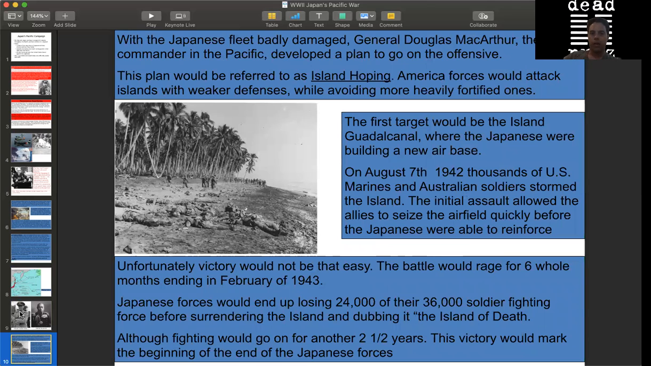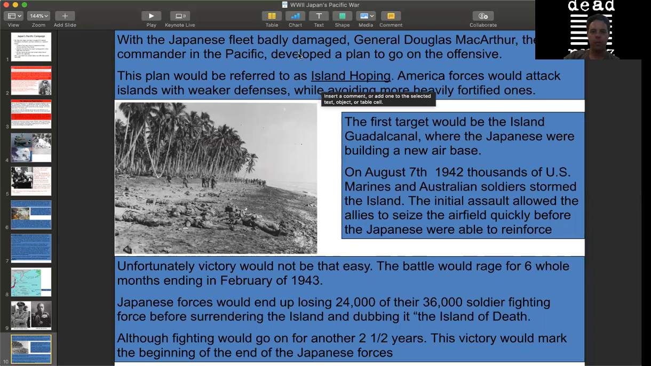Now, Midway was bad for the Japanese, and it turned the tide against them, specifically because they could no longer provide a really strong naval presence in the South Pacific, which, being mostly water, was problematic for the Japanese. So with the Japanese fleet badly damaged, General Douglas MacArthur, the Allied commander in the Pacific, developed a plan to go on the offensive. His plan was the idea of island hopping.